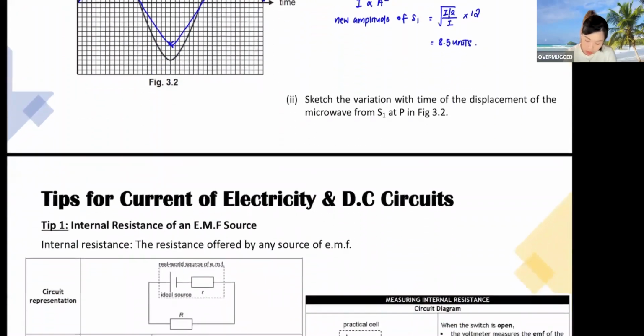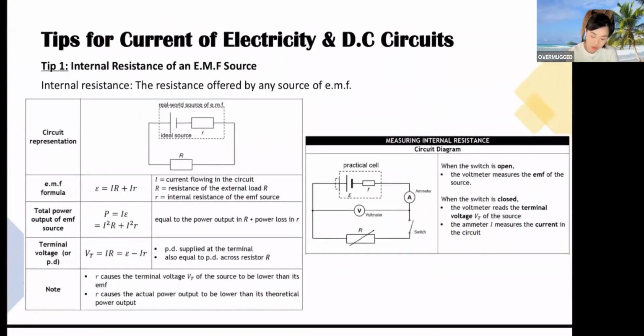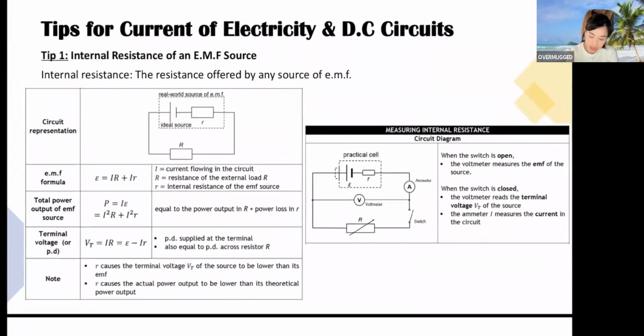Okay. Now, the next one. Let's go through the revision for current electricity, as well as DC circuit really quickly. In current electricity and DC circuit, what happens is that we need to understand the new concept of internal resistance. Because when we talk about current electricity, it's just your current, potential difference, resistance, so on and so forth.